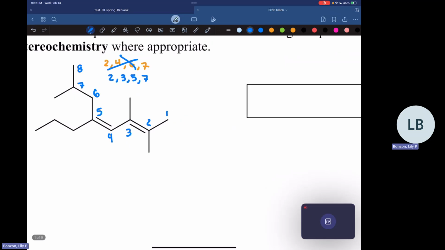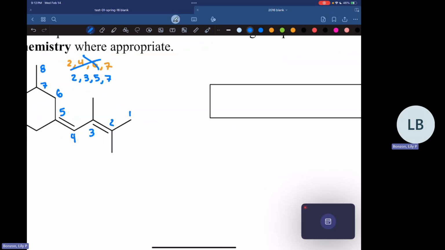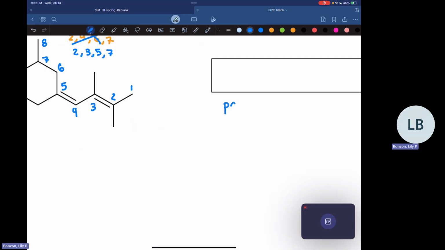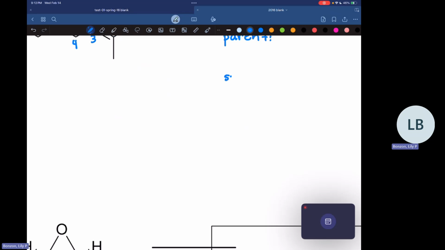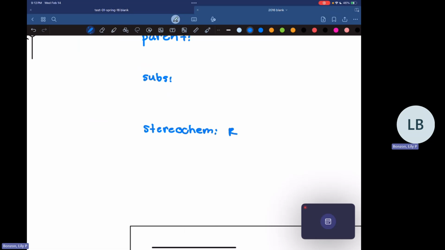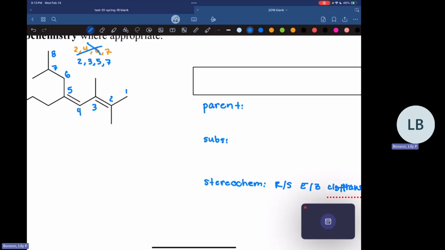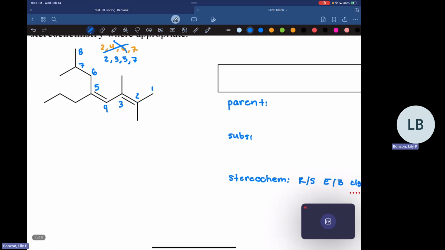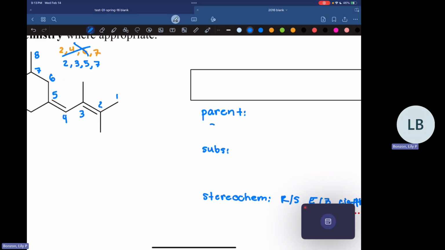All right, so I like to break up the nomenclature into 3 different parts. We have our parent chain, we're going to have our substituents, and then we are going to have any stereochemistry if it's applicable. And that's just going to be RS, EZ, or cis and trans. All right, so let's not get too ahead of ourselves though. So we have an 8-carbon chain, so that's going to be octane.